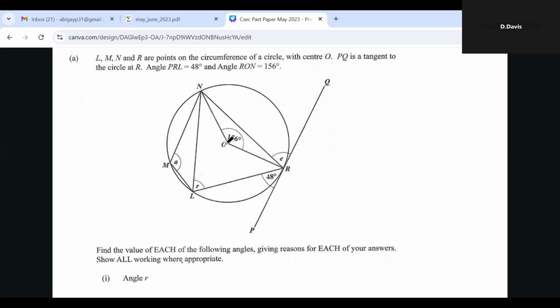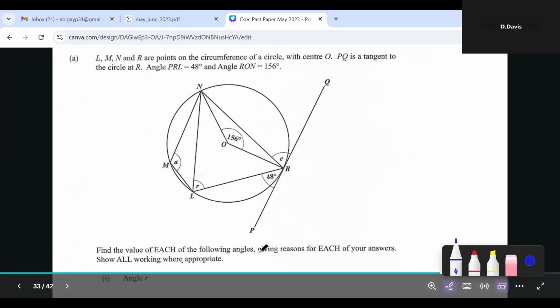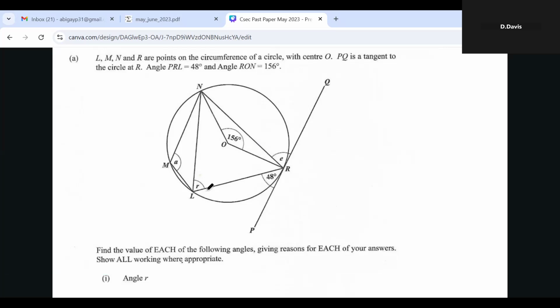And what else did they show us? The center. So it's asking us to find the value of each of the following angles, giving reasons for each of your answers. Show all working where appropriate. So the first thing we're going to learn about is angle R. Angle R is right here.